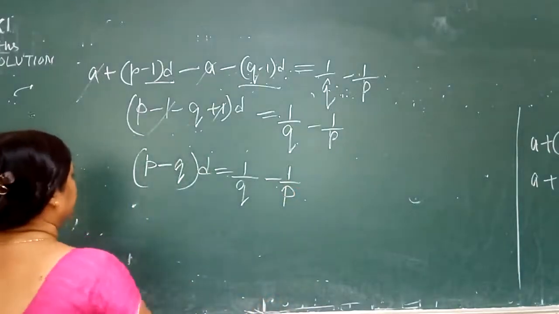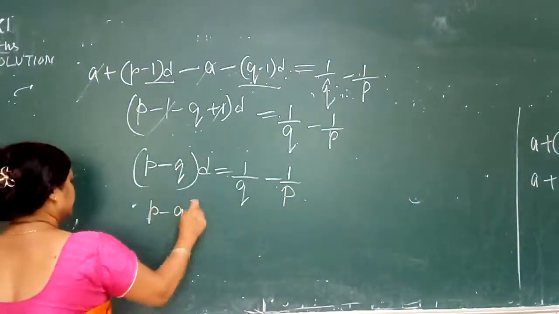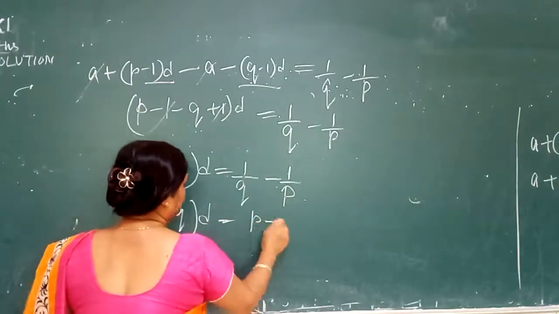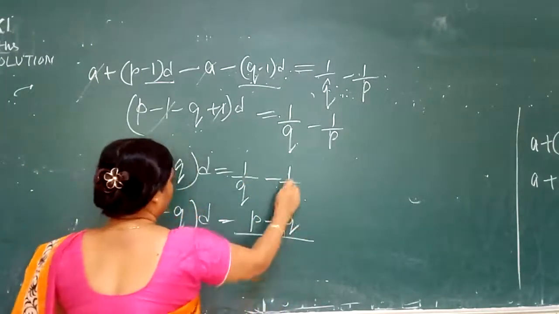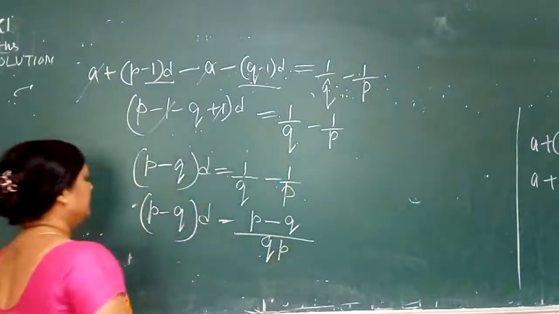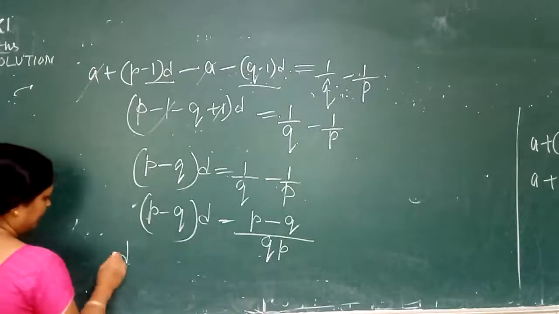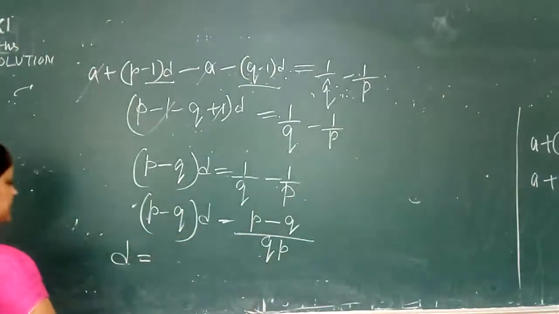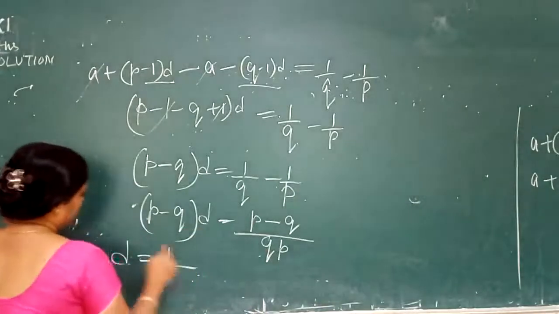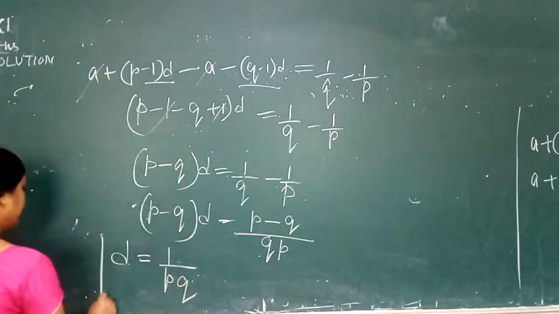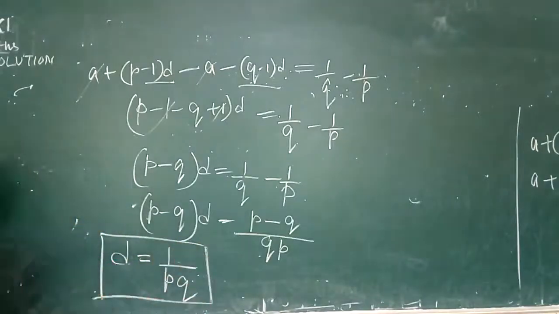After that we can write p minus q into d and we can solve this equation. It will come p minus q upon qp or pq. After that the value of d will come: this p minus q cancels with this p minus q, so the value of d is equal to 1 upon pq, or you can write qp.